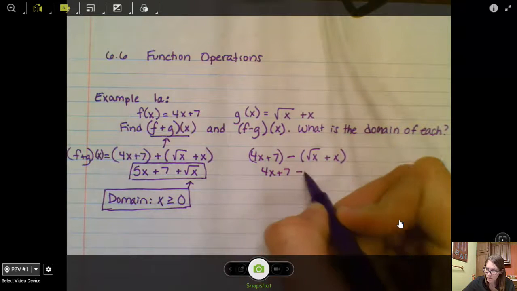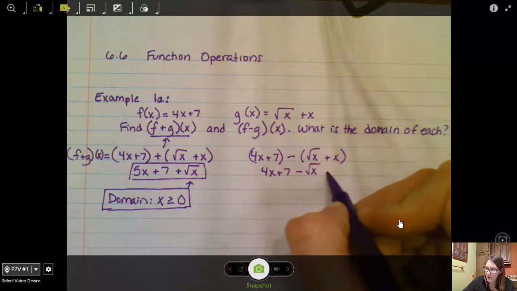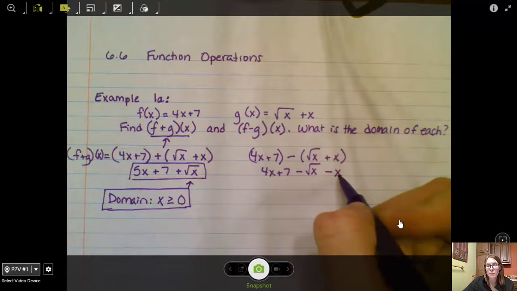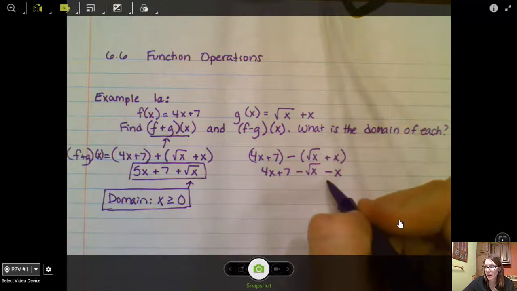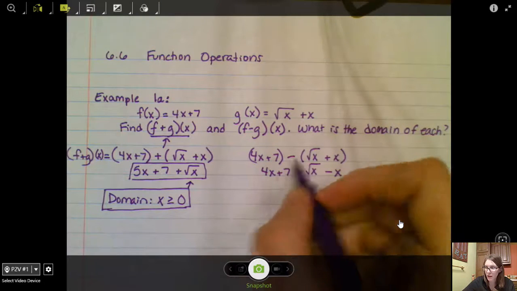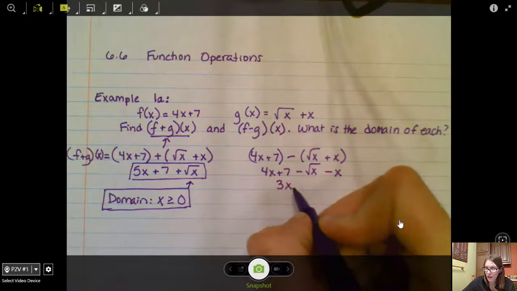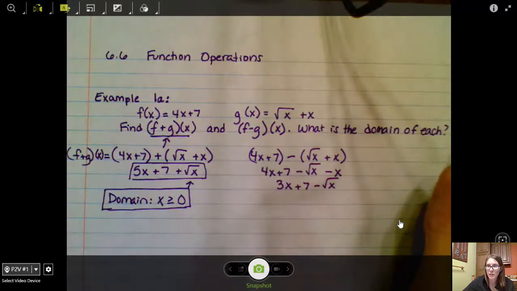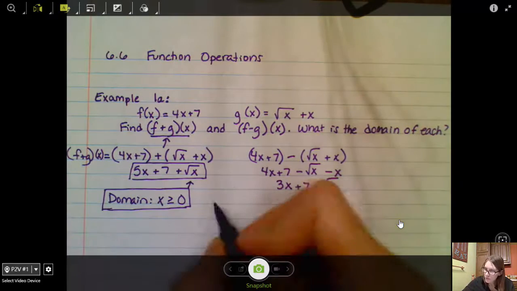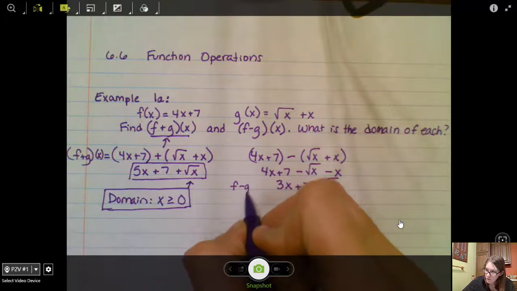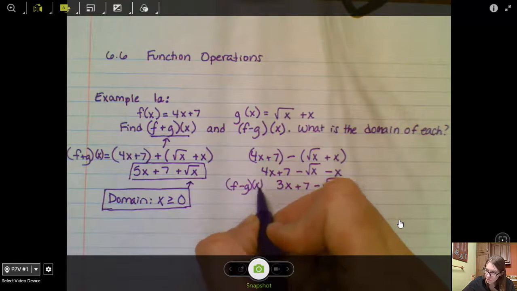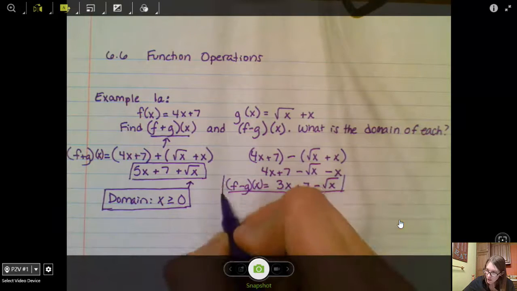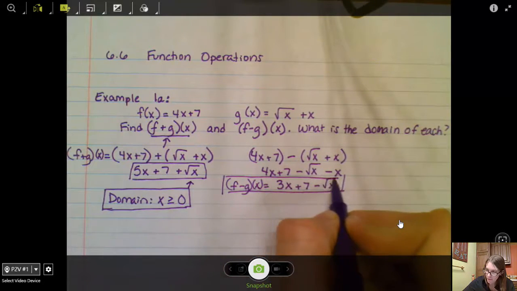I don't know if it helps to write out this middle step. That's really minus the square root of x minus x. But then combine like terms, 4x and negative x is 3x plus 7 minus the square root of x. Again, can't do anything else to simplify.